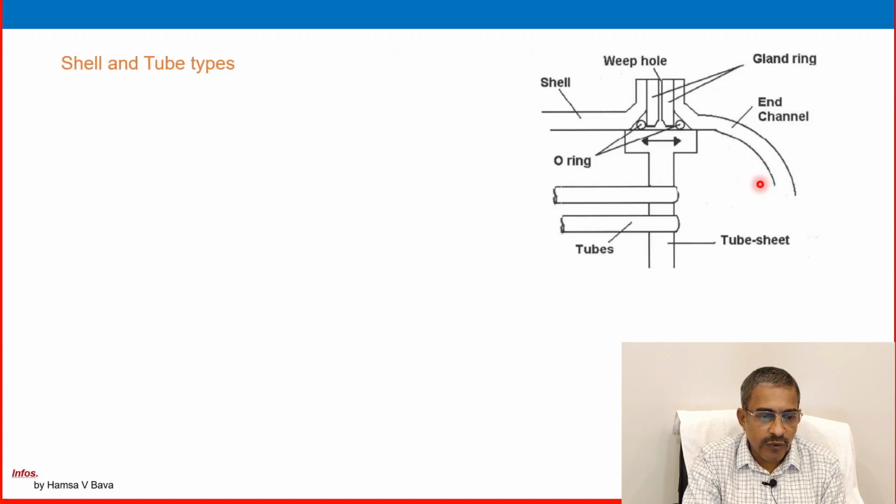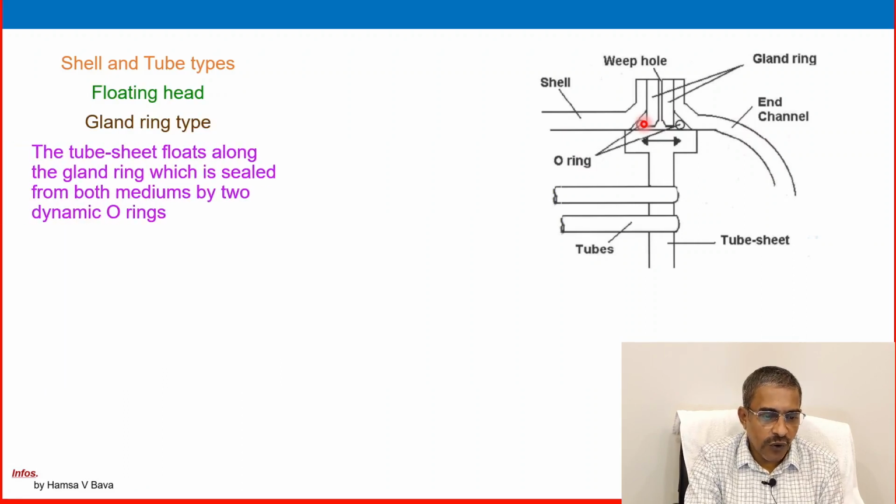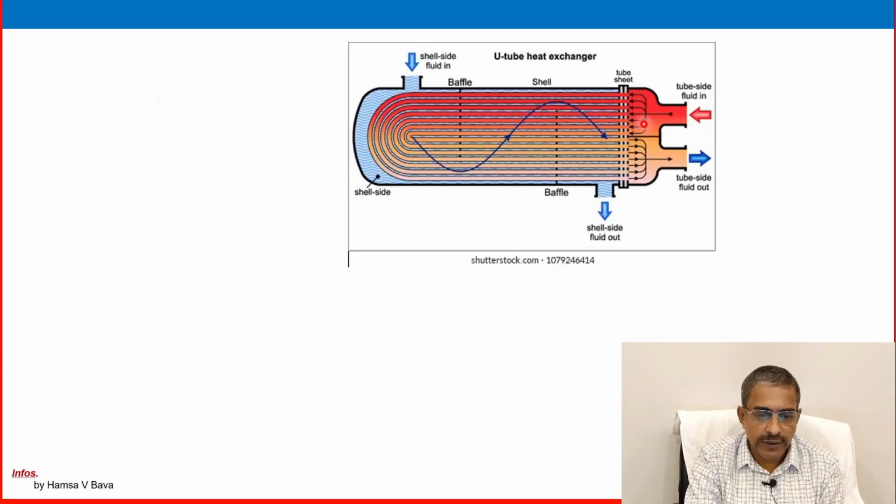And another type of O-ring, ring type, this one is connection method, shell and tube, floating head, gland ring type. So the tube sheet floats along the gland ring, which is sealed from both mediums by two dynamic O-rings.